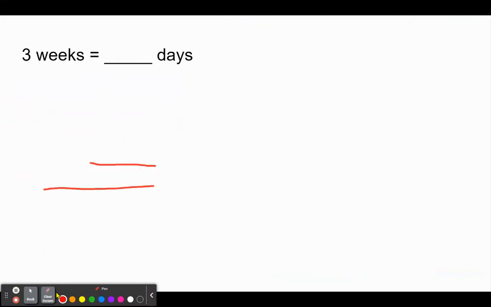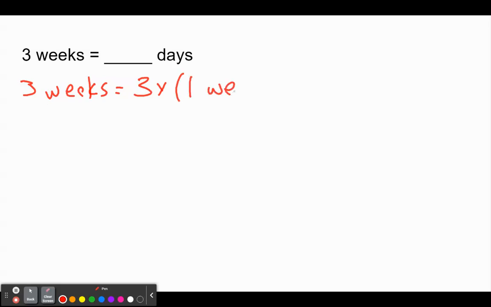So today, the first thing we're going to do is we have 3 weeks and we want to find out how many days it is equal to. So 3 weeks is equal to blank days. The first thing that I know is 3 weeks is equal to 3 times 1 week, right? So in order to get 3 weeks, I had to take 1 week and multiply it by 3.